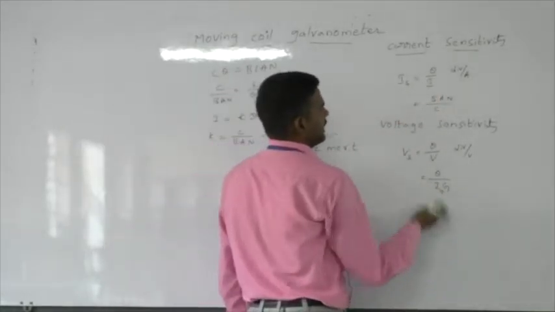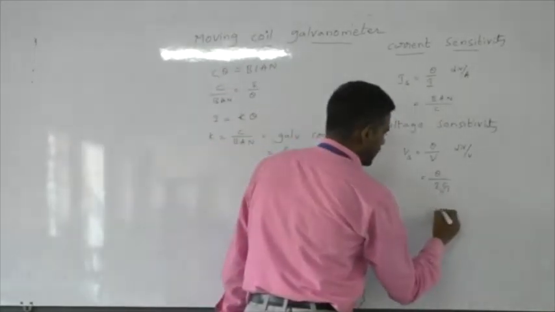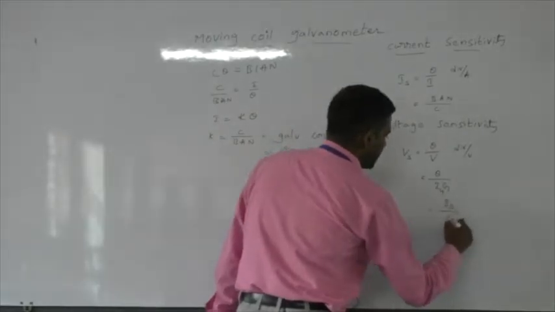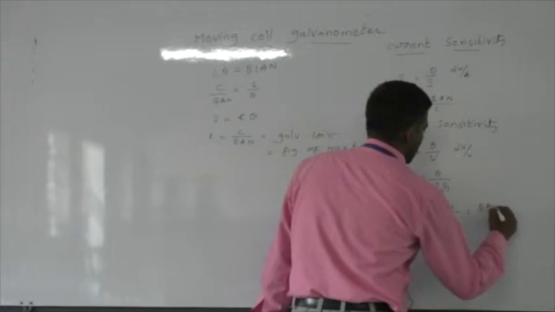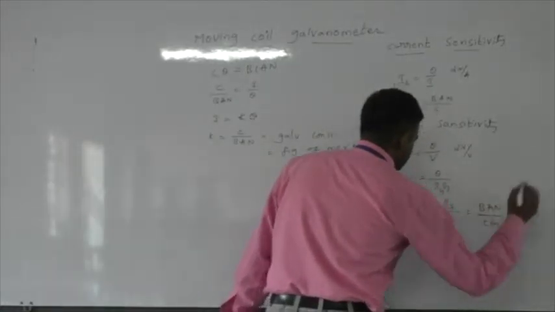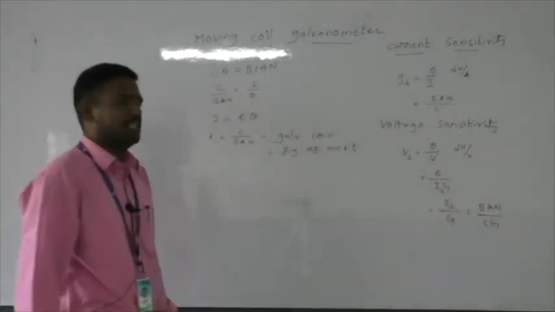Therefore, theta by I is the current sensitivity, so the voltage sensitivity is the current sensitivity divided by capital G. And the current sensitivity is BAN divided by C, so the voltage sensitivity is BAN divided by C into G.